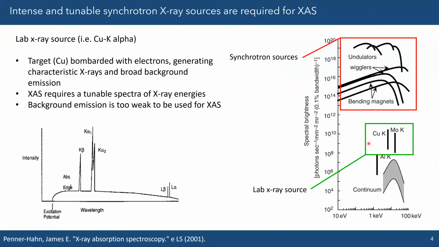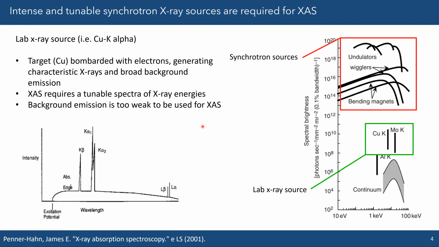So we know how synchrotrons generate X-rays, but how is that different from lab X-rays? And why do we absolutely need synchrotron X-rays for XAS? So the reason is that XAS requires a really intense X-ray beam, or else your X-rays won't be able to penetrate into the sample. And also it requires a tunable X-ray source.